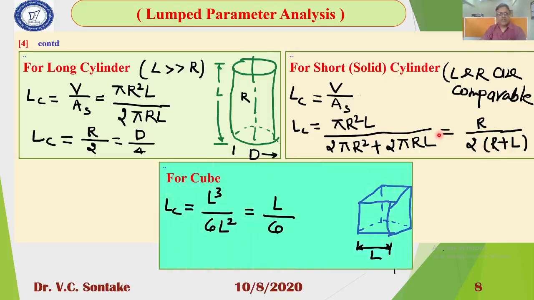And finally, for a cube of sides L, all the sides are of length capital L. So its volume will be L cube and surface area will be 6 L square. So the characteristic length for the cube will be L by 6.